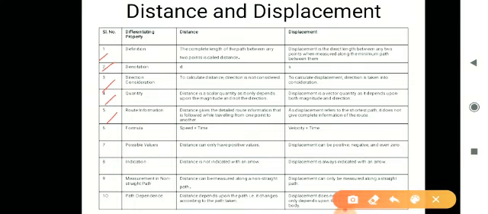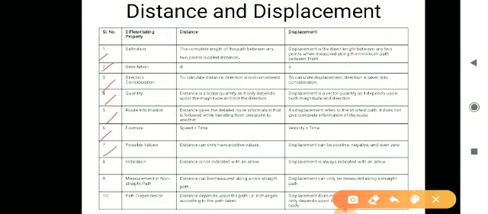Route information: distance gives the detailed route information that is followed while traveling from one point to another. As displacement refers to the shortest path, it does not give complete information of the route. Formula: distance is equal to speed into time. Displacement is equal to velocity into time.